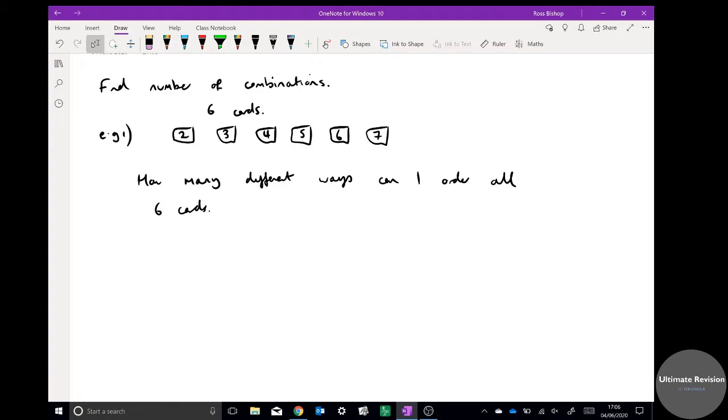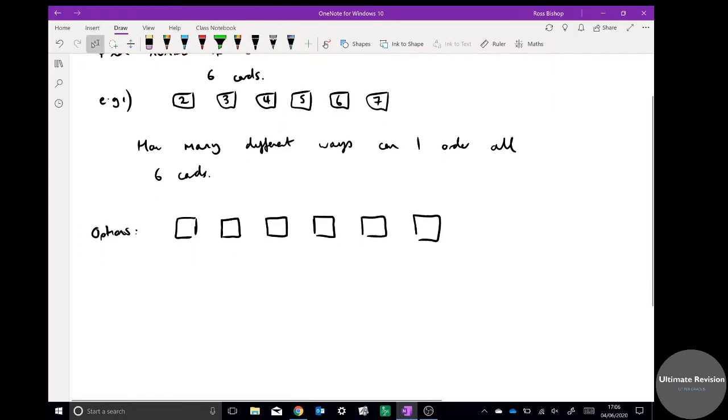Now what I'm going to do is put them in place numbers. So place number 1, place number 2, place number 3, 4, 5, 6. We've got 6 different place numbers where we can put the cards, and I'm going to call this row the options. So in place number 1, before I start, I could put any one of those cards, couldn't I? I could put the 2, 3, 4, 5, 6 or 7. So I've got 6 possibilities.